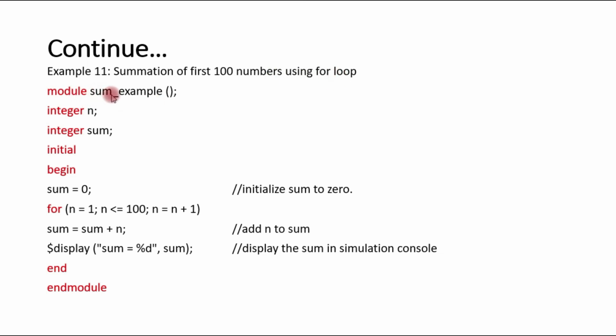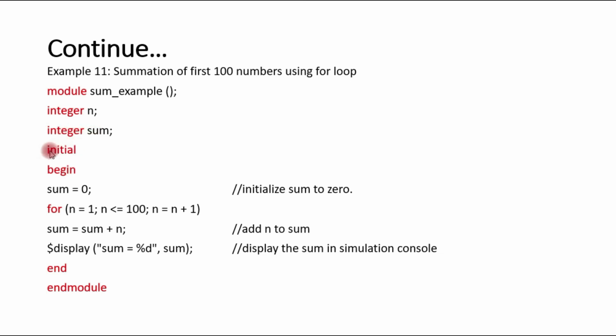Module sum underscore example, that is module name, and here we are using for loop. So for loop we have to initialize a variable, that is here we have taken as n, and it should be an integer type because we are adding the first 100 numbers. Integer n is defined here. It should be an integer register data type.